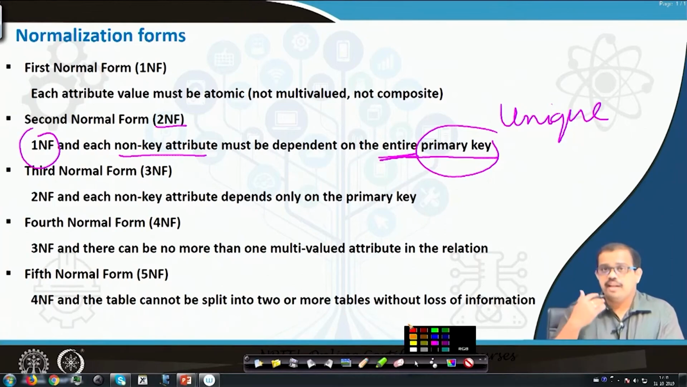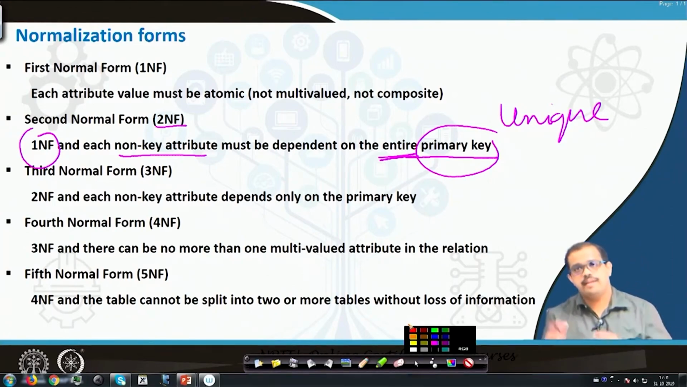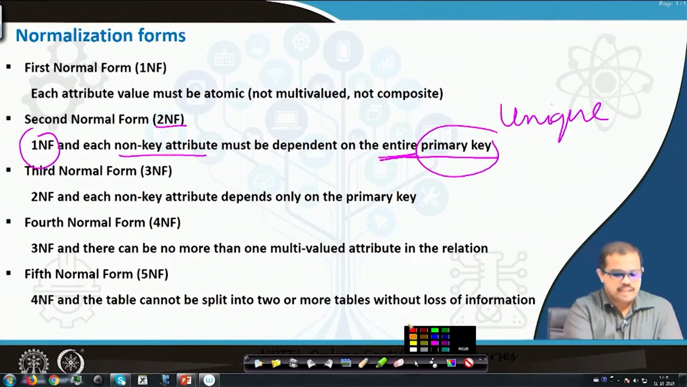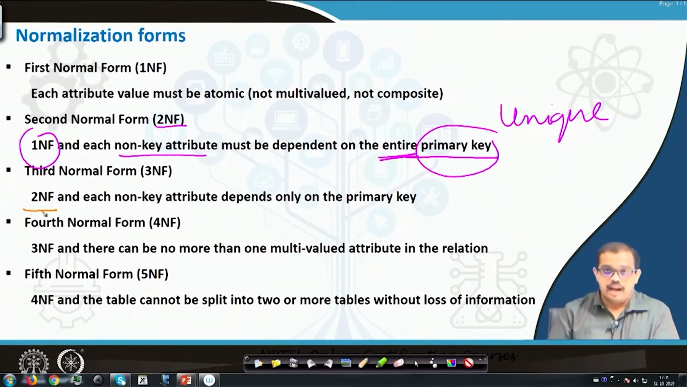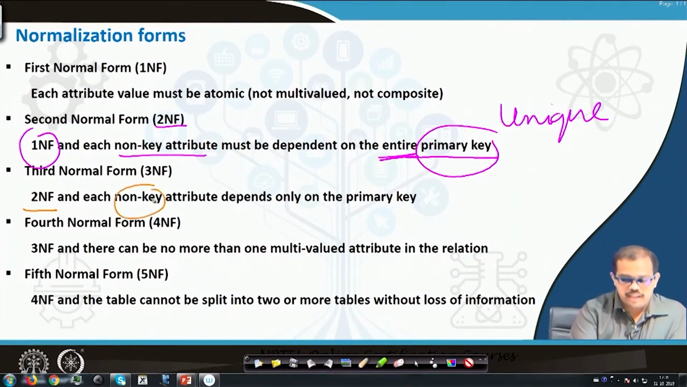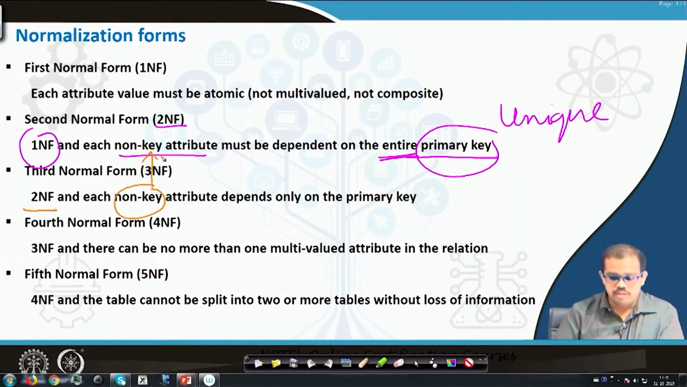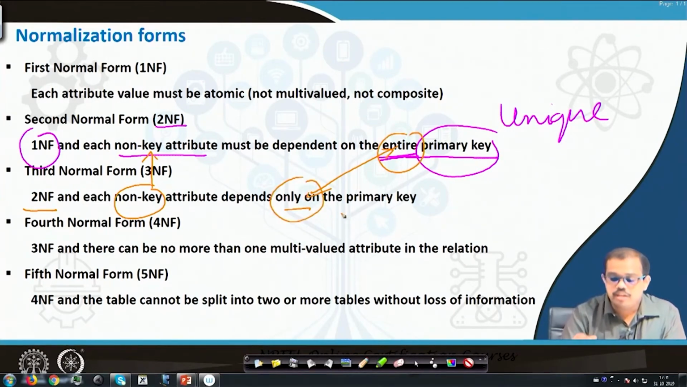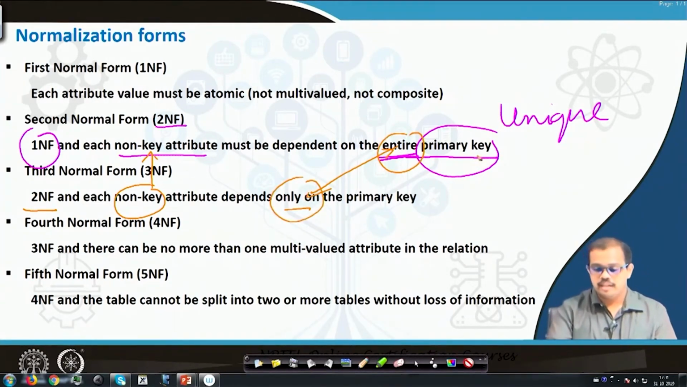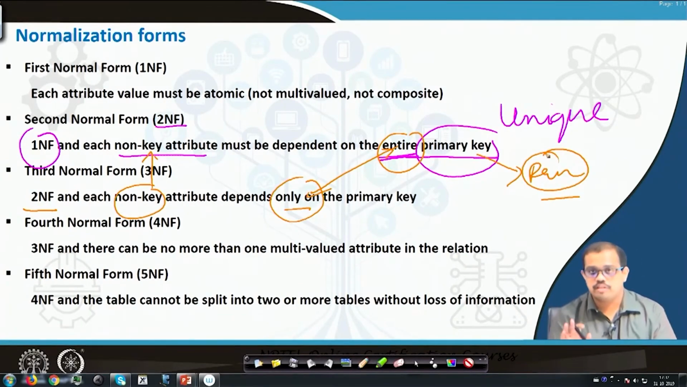So, when I say third normal form, the basic thing is it has to be in the second normal form, right. Each non-key attribute depends on the primary key. Here, please look at it, it is entirely on the primary key, but here it is only on the primary key, which means it can even depend on primary key plus any other key, but it has to be entirely dependent on the primary key for its retrieval.